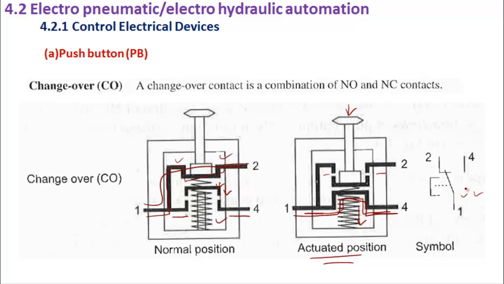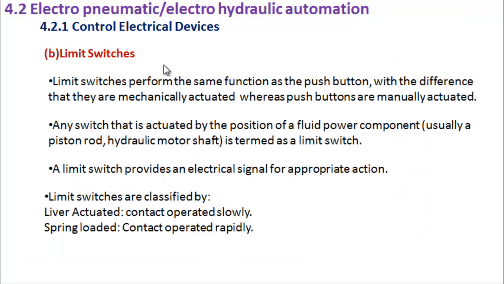As you can see, normally 1 and 2 are connected. When you push the button, this switch will flip here and 1 and 4 are getting connected. So this is the changeover push button. Next we look into limit switches.